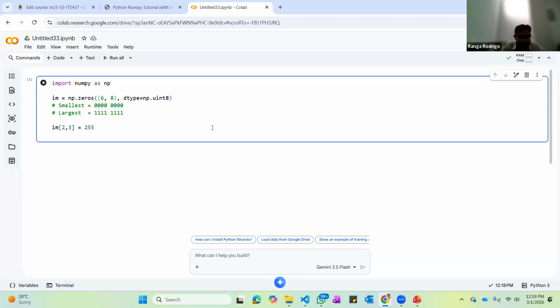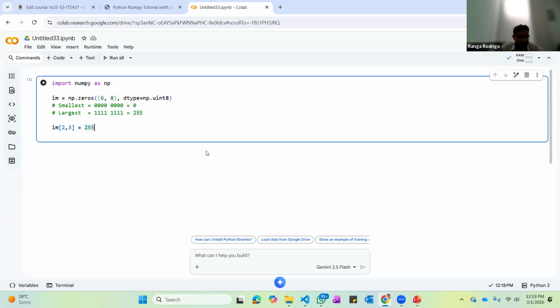What is it equal to in decimals? This is 0 in decimals. This one is 255 in decimals. I hope you can understand that. This represents 1, this represents 2, this represents 4, this represents 8, 16, and like that. When you add all of them, you get 255. So I set the maximum intensity there.